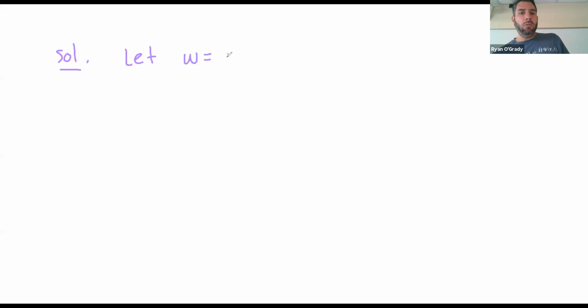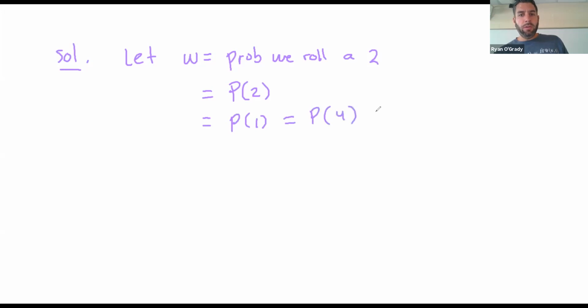So let W equal the probability of, so we can use shorthand. Well, we'll write it out once. So we'll say the probability we roll a 2. And so let's denote this as P of 2. And let's not forget that under our assumptions, this is the same thing as the probability of rolling a 1, the probability of rolling a 2, the probability of a 4, and the probability of a 6.